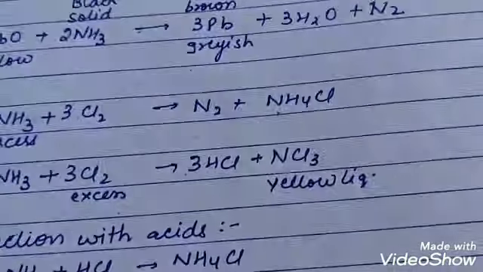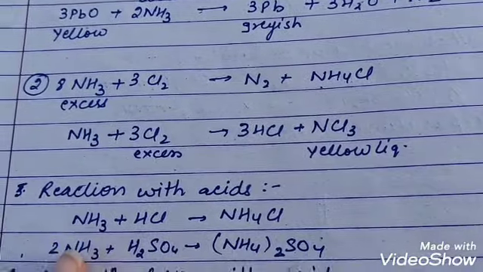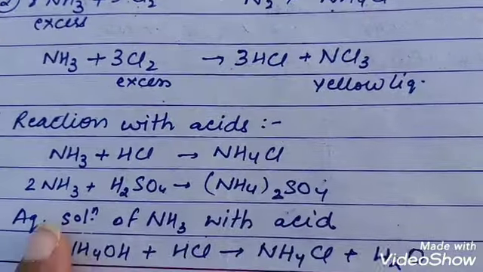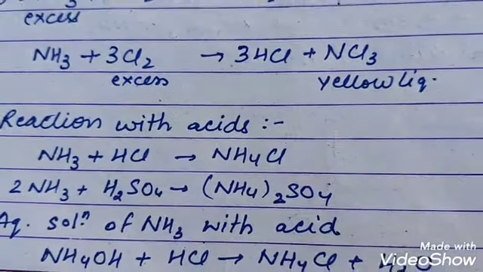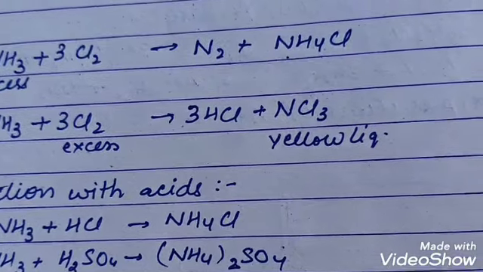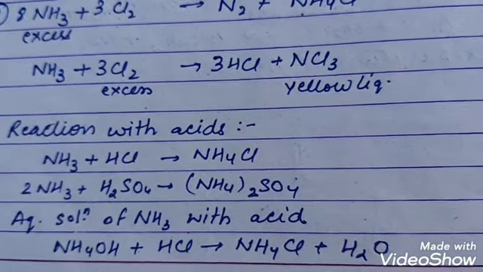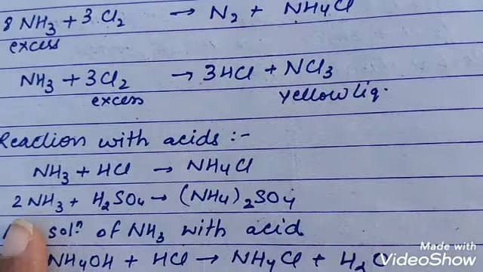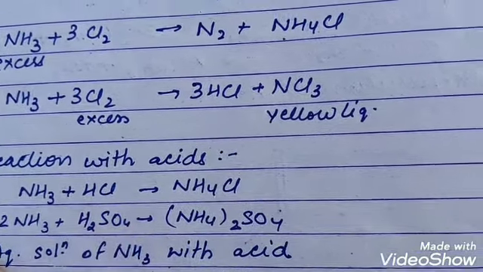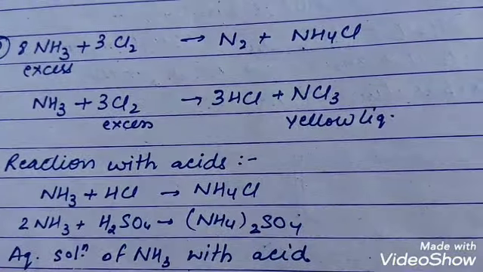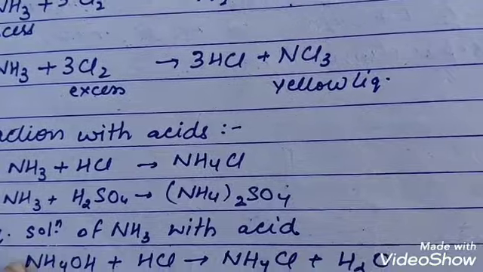Next one. When reacting with acid, ammonia reacts with HCl in a combination reaction to give NH4Cl. Ammonia reacts with H2SO4. Dry ammonia is not basic as such, but otherwise it is basic. Acid and base react together to form salt and water, but here it is not forming water. When ammonia reacts with H2SO4, the combination is complete, giving ammonium sulfate. Ammonia reacts with HNO3, complete combination gives ammonium nitrate, right?